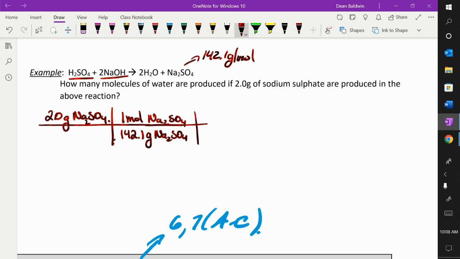All right. So we got the moles. Now we go across the mole bridge. So we got to use the ratio in the equation, and we're going from sodium sulfate to water. What's the ratio? It's 1 to 2. 1 mole of sodium sulfate is 2 moles of water. Okay.